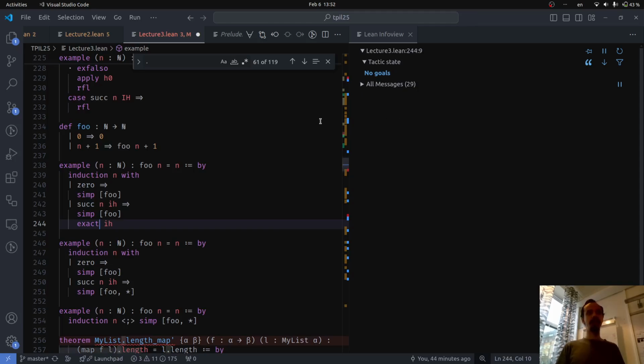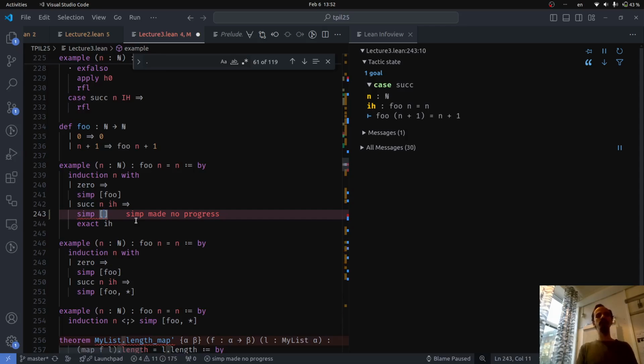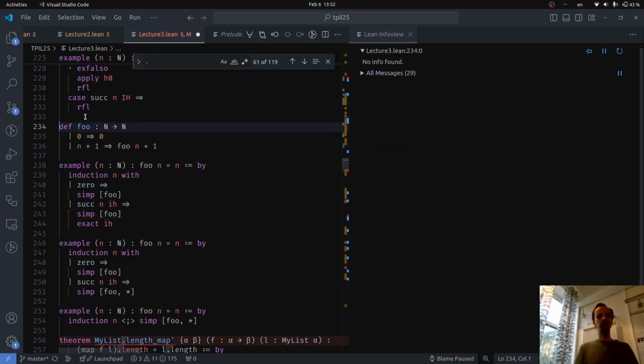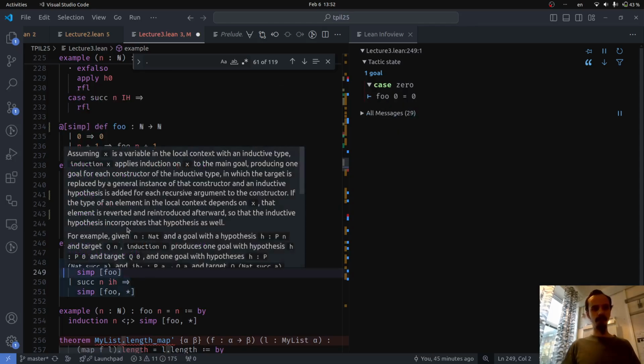Can you do the simplification without the name foo? Without the name foo, if I simplify, it sees this foo application, and it doesn't know what to do with it. There's nothing else to simplify in the goal. It doesn't unfold definitions unless you tell it you want it to unfold. I can put simp on the definition, and now I'm basically telling it, whenever you run simp, always consider foo as something you can unfold. So it's effectively like I put foo into every simp call after this. And so now this will work.